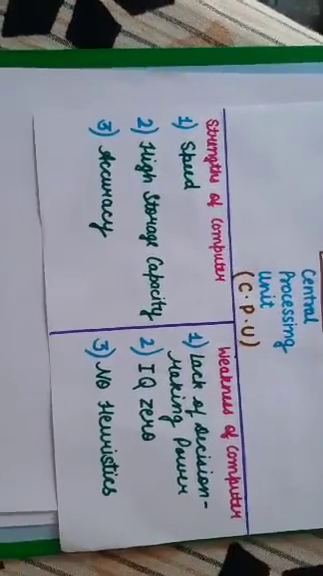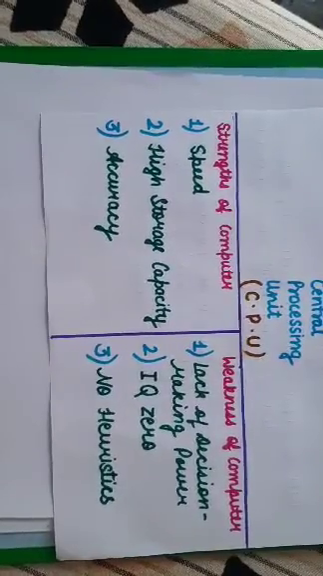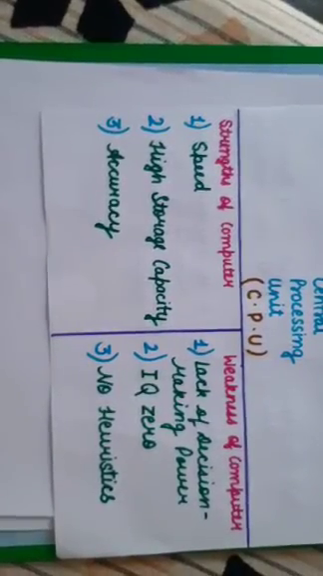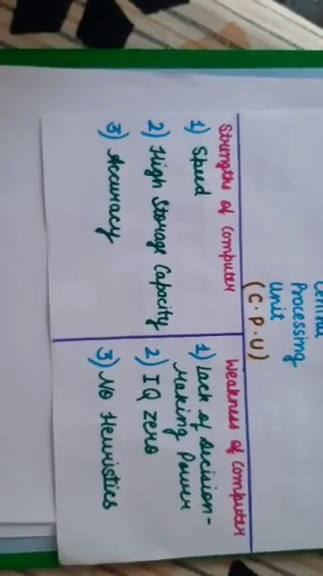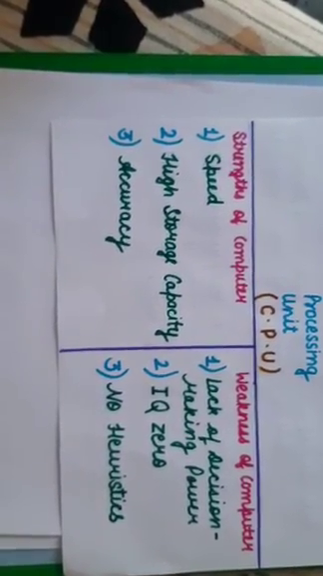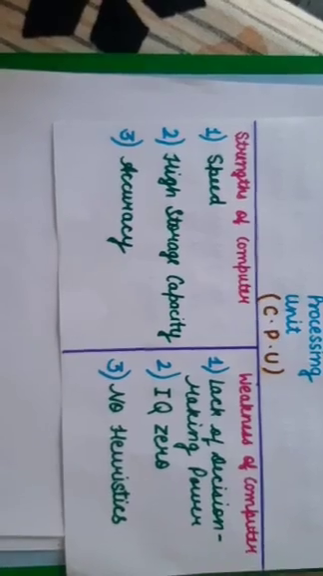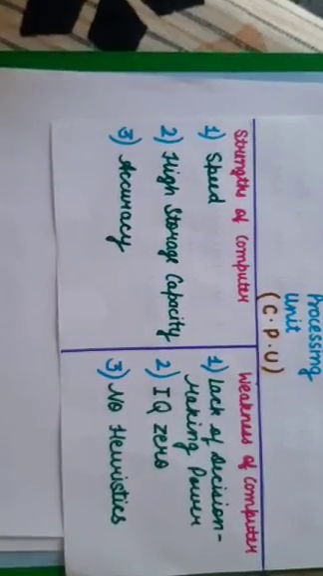Weakness of a computer is the lack of decision making. Second is IQ zero, or no heuristics. IQ zero means the system does not have its own decision making power. It just follows the program to calculate or do something according to the instructions. It does not know what is the previous and what is the final.